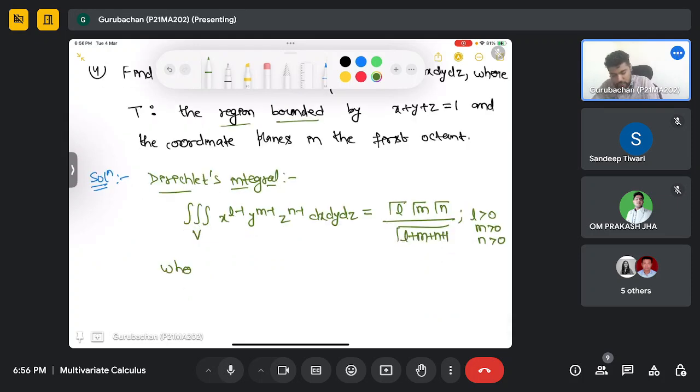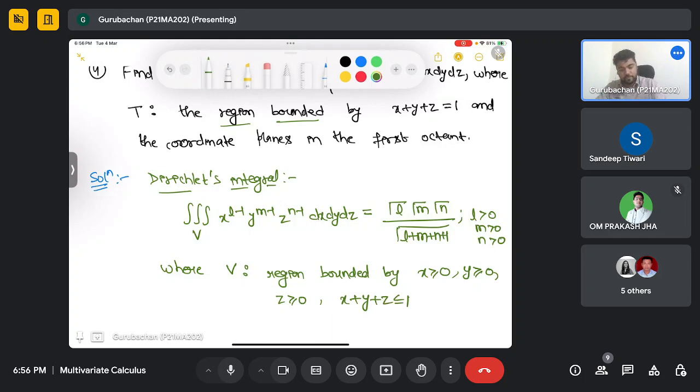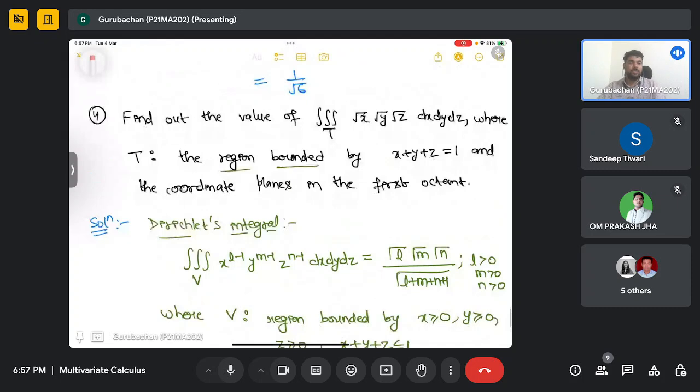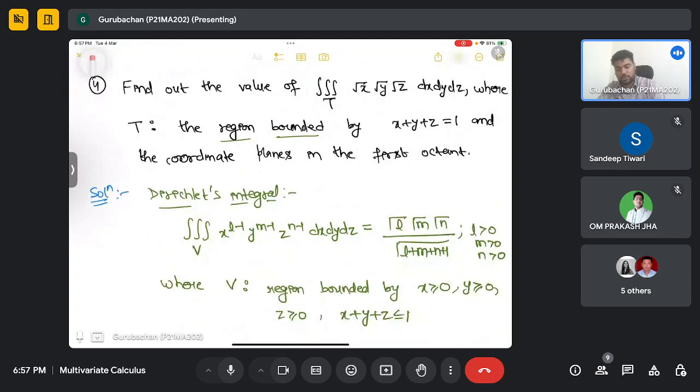Moreover, here this V region is nothing but the region bounded by x greater than 0, y greater than 0, and z greater than 0, and x plus y plus z less than or equal to 1. We can also write it as region defined by or bounded by, both are the same thing. So here we again have the same region, that is the first octant, and it is also talking about the first octant.